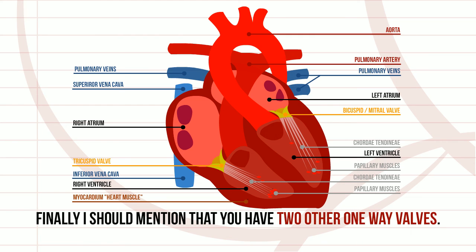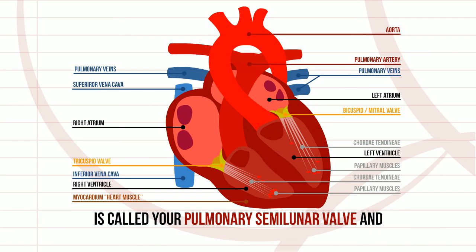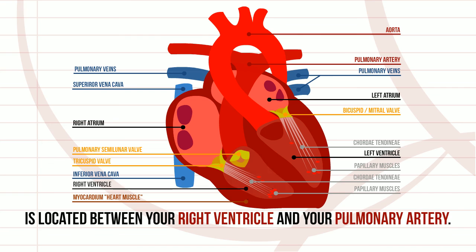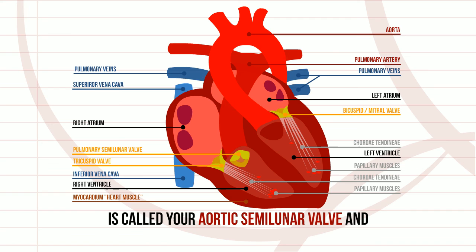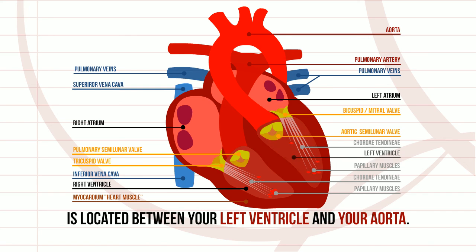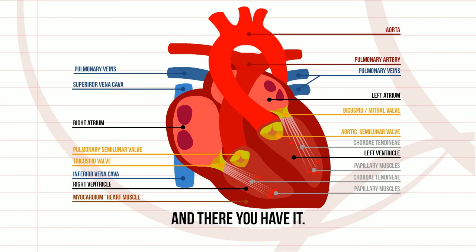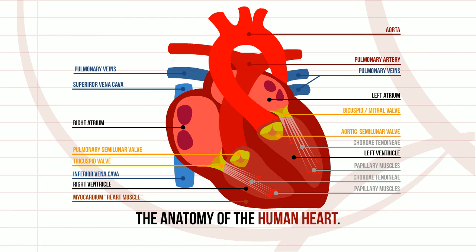Finally, I should mention that you have two other one-way valves. The first one is called your pulmonary semilunar valve and is located between your right ventricle and your pulmonary artery. And the second one is called your aortic semilunar valve and is located between your left ventricle and your aorta. And there you have it, the anatomy of the human heart.